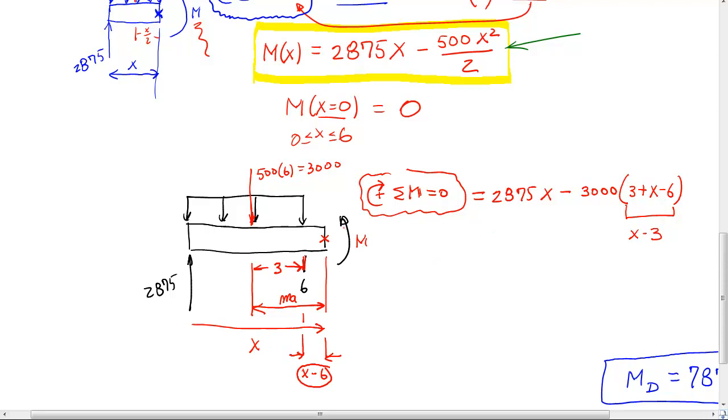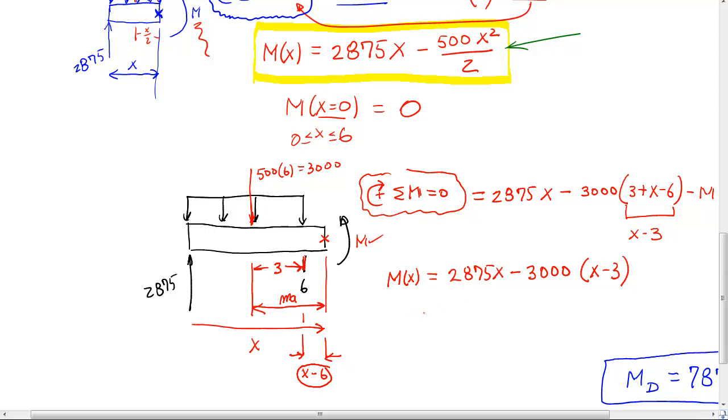So we have one more moment to add, and that's a minus M. So now we get this equation that says the moment as a function of x is 2875x minus 3,000 times x minus 3. Am I wrong or right? I don't know. I'm a little bit worried, but I may be okay.